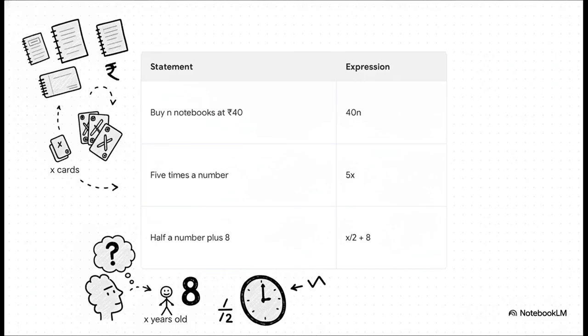If a friend says they have 5 times the number of cricket cards you have, and your cards are x, then they have 5x cards. Or if someone says their age is half your age plus 8 years, that's literally just x divided by 2 plus 8. Algebra is just a fast, clever way to write down life situations.